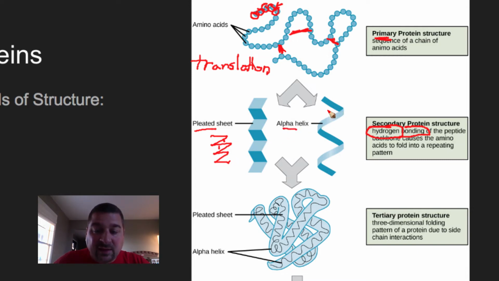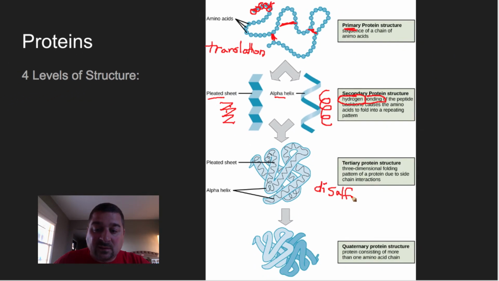Or you can get an alpha helix, where you get kind of this helical, spiral shape. When those begin to interact with each other, sometimes through what we call disulfide bonds, these helices and pleated sheets begin to interact with each other, and it kind of crumples up, like taking that chain of pearls and crumpling them all up into a bunch. This is called the tertiary structure.